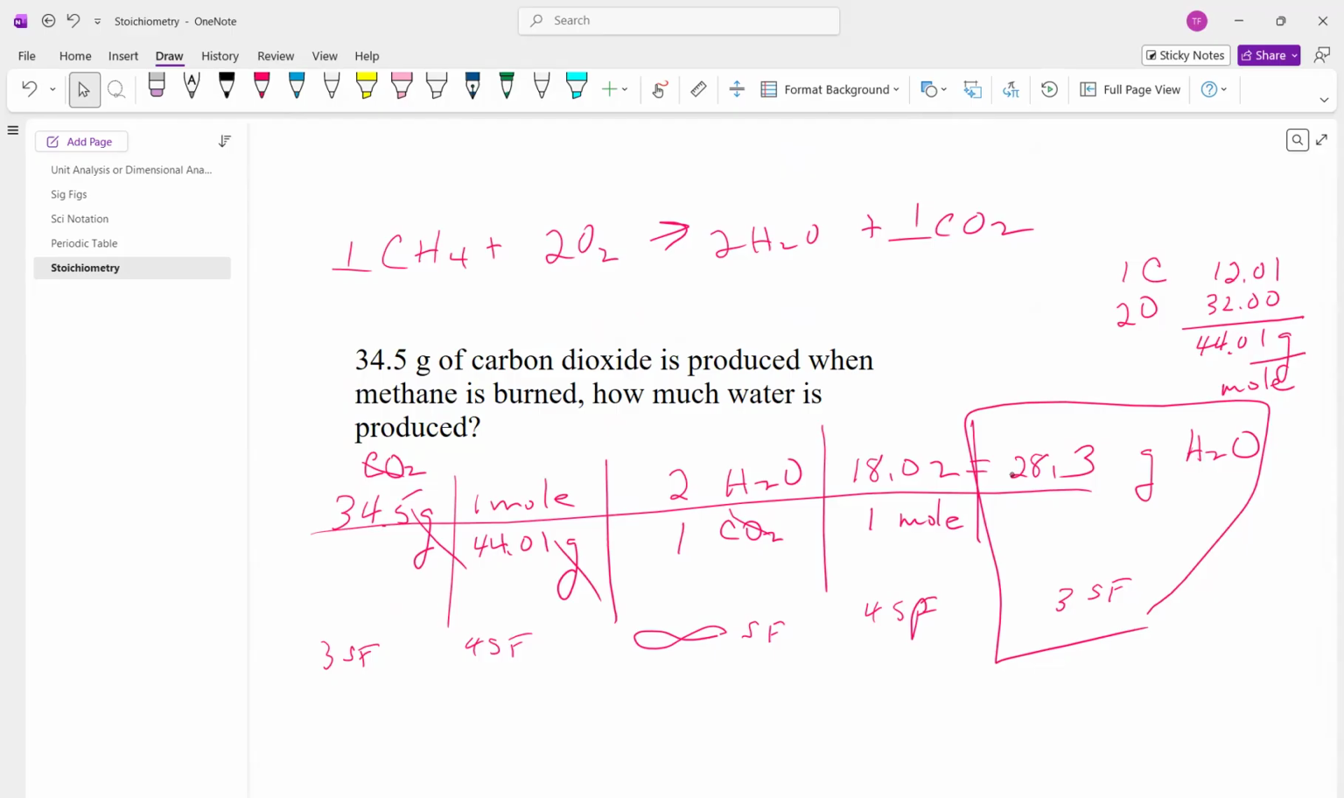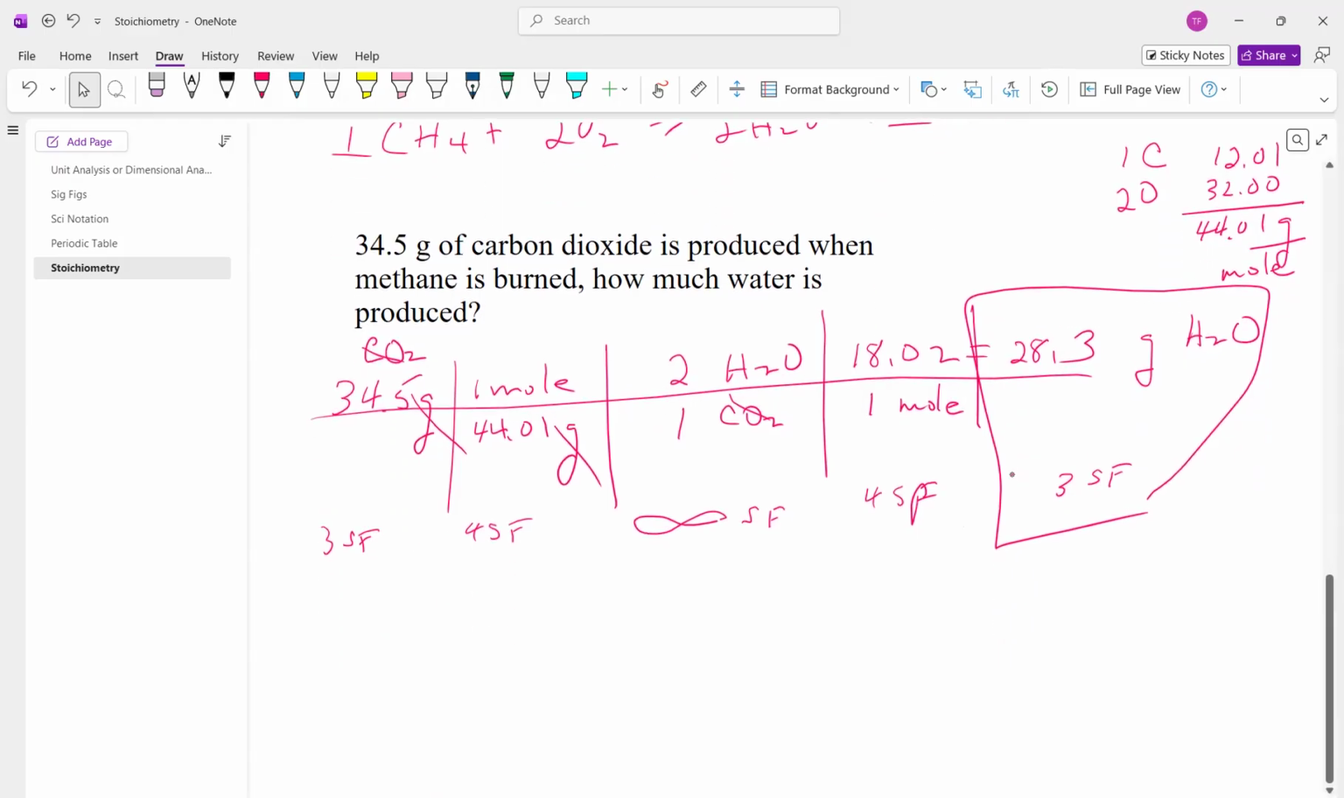What's the mole for gas? 22.4 liters per mole, but right here you put 44, because they're starting with grams. Grams of gas, you have to use the molar mass. If I started with liters, then you use the 22.4 liters per mole. Grams of gas, yeah, you use the molar mass for CO2, which is 44.01.